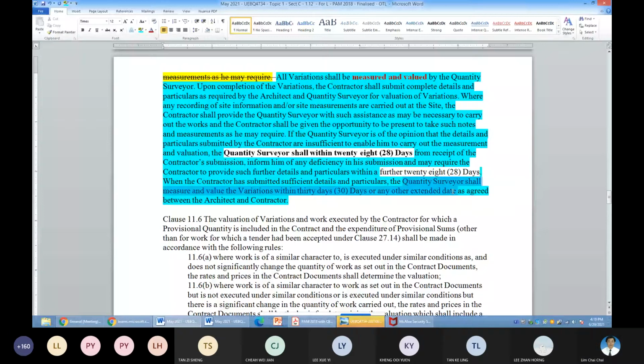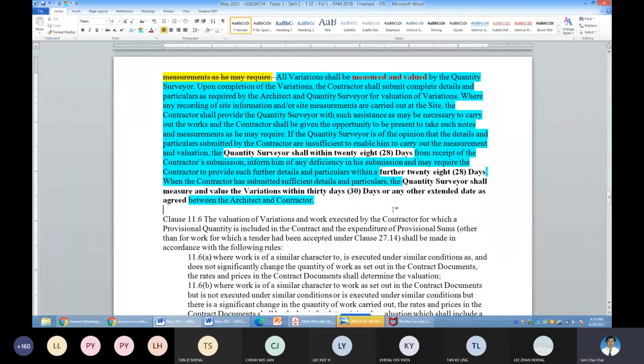So these are the new so-called refinements over your PAM clause to this 2018. The content is almost the same, except there are time bars already. So these are the time allocated for certain things to be dealt with by the architect and the QS. See, just so you can see, the architect needs all this information to carry out the valuation.